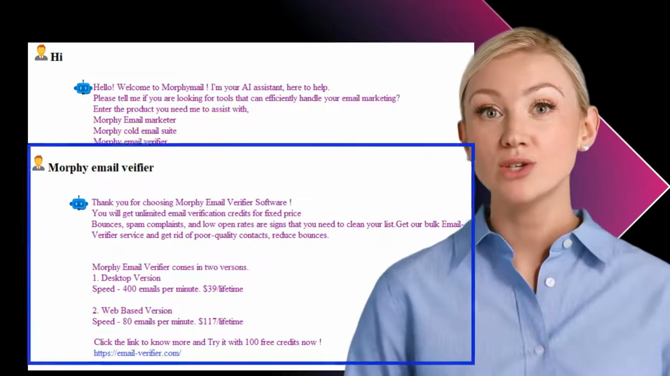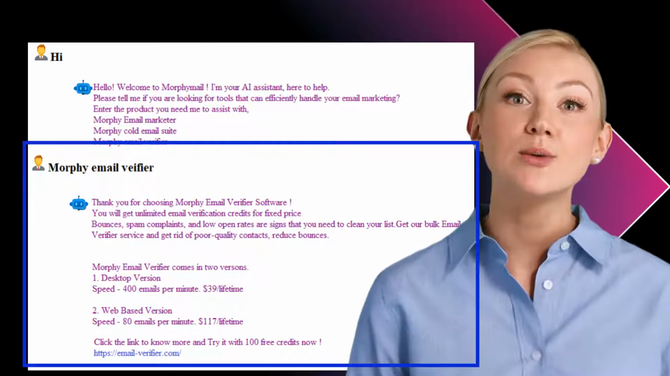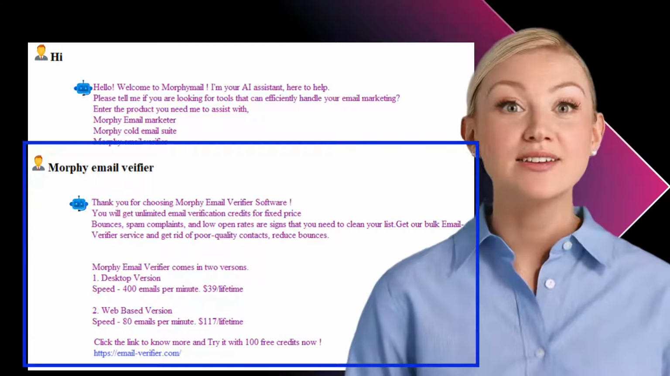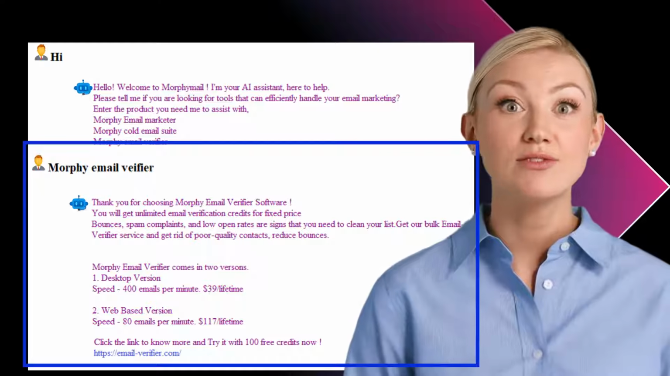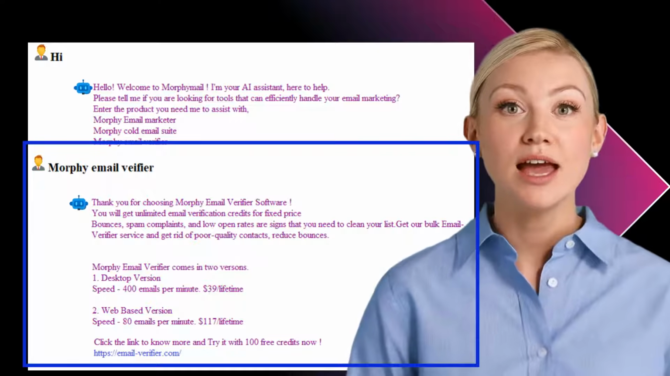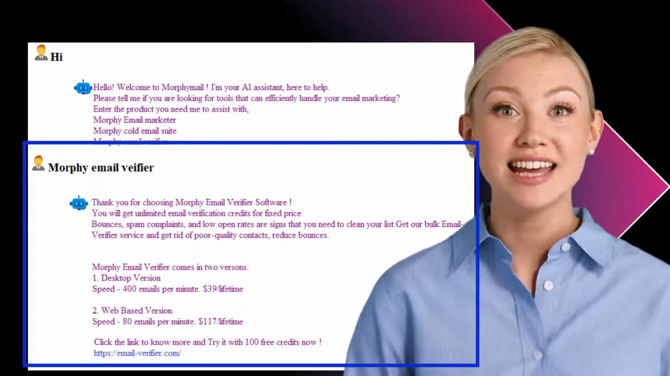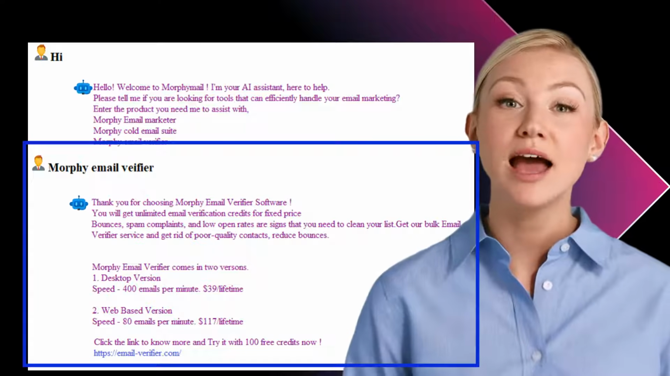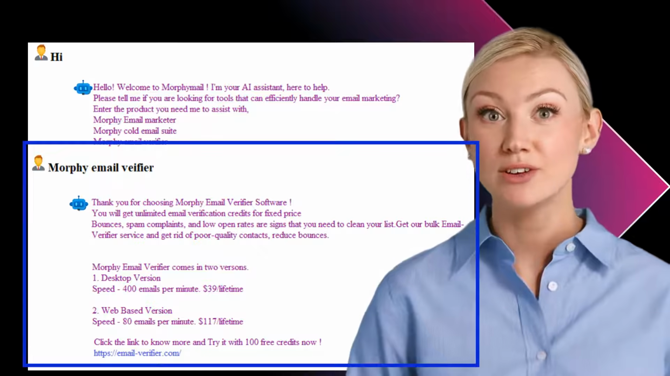Now, the second workflow starts when the receiver replies with the Email Verifier keyword. It gives the details of the Email Verifier and redirects that contact to the Email Verifier website for trial sign-up, and the chatbot should add the new contact to my Morphy Verifier custom tab so that I can check it later and do further follow-ups.